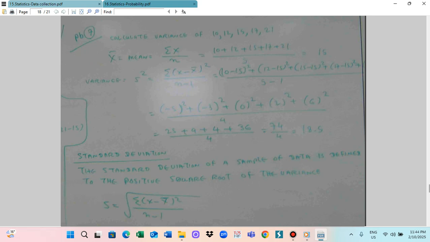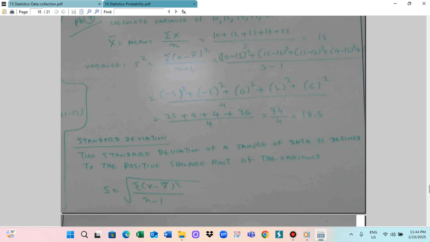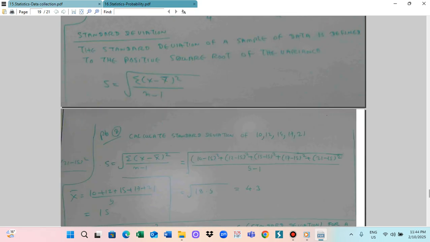So this is the square root of (x minus x bar) squared, which means (10 minus 15) squared plus (12 minus 15) squared plus (15 minus 15) squared plus (17 minus 15) squared plus (21 minus 15) squared, divided by n minus 1. Counting 1, 2, 3, 4, 5, so n is 5 minus 1. So this becomes the square root of 18 by 5, so this is 4 by 3. So the standard deviation is 4 by 3.